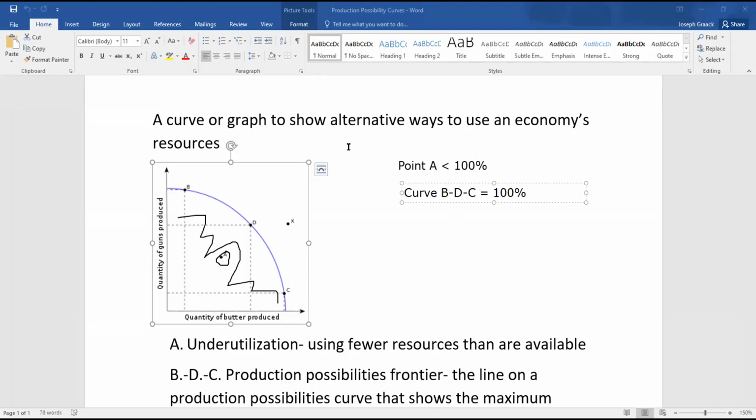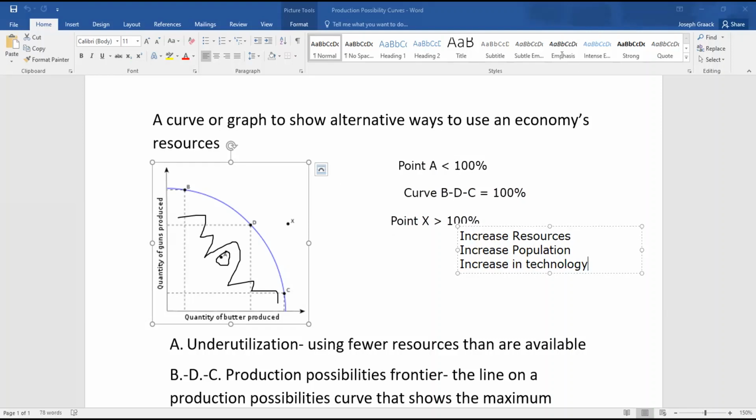That's known as your production possibilities frontier. And your area represented by point X is always going to be greater than 100% of a country's production possibilities with the resources that they have. The only way to get to point X, anywhere outside of that, is you need an increase in resources, an increase in population, more workers to do the job, or an increase in technology, something that makes it more efficient.